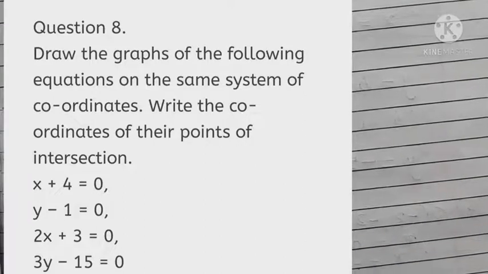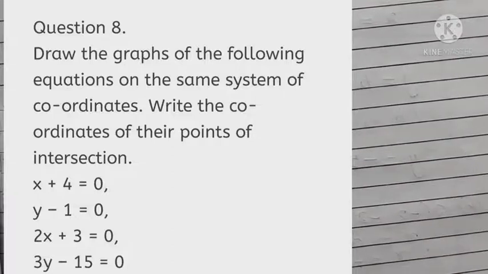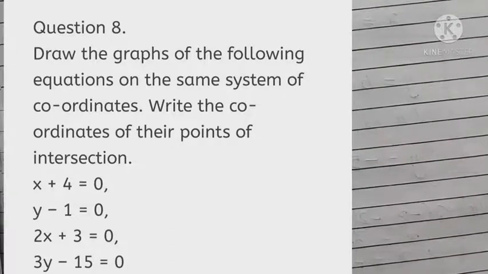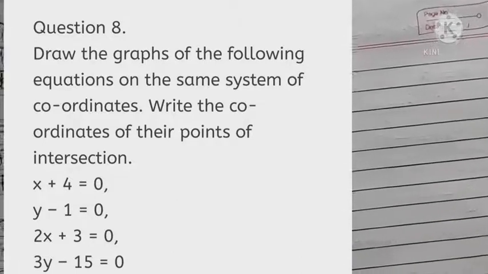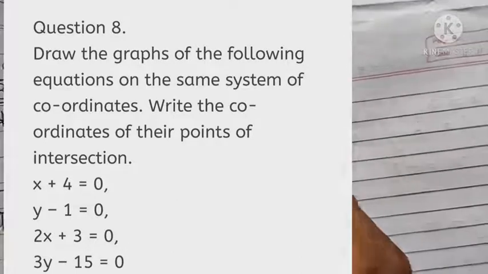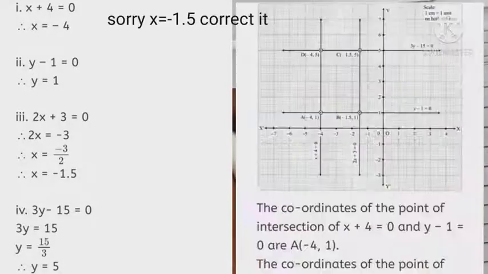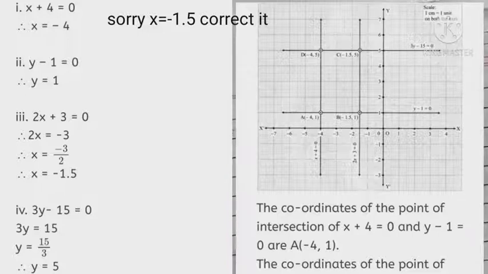Draw the graph of the following equations on the same coordinate system. Write the coordinates of their point of intersection. Here in this question we have to plot the graph of these equations. These equations are one variable equations. The first one is x plus 4 equal to 0. That means x is equal to minus 4. Let's solve this type of equation. So x is equal to a type of equation is parallel to the y-axis.